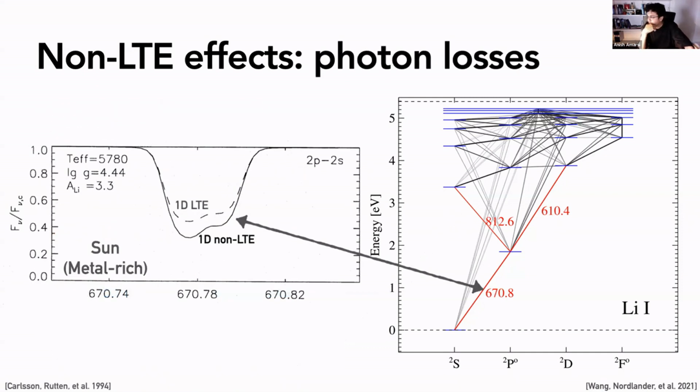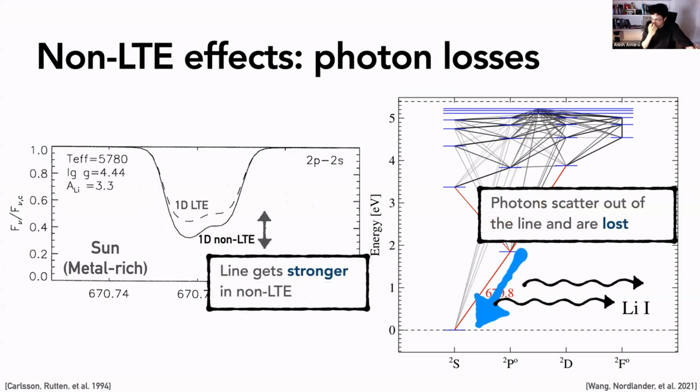Okay, so then briefly, let's look at lithium a bit more closely. This is the term structure for lithium. We have the spectroscopic term on the x-axis, and then the energy of the various energy levels on the y-axis. So here's the ground state. And this is the resonance line at 671 nanometers. In the sun, if we use a huge lithium abundance, then the line might look something like this. So in 1D non-LTE, the line is much stronger than in 1D LTE.